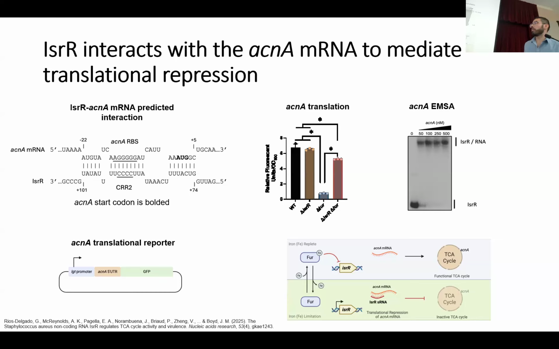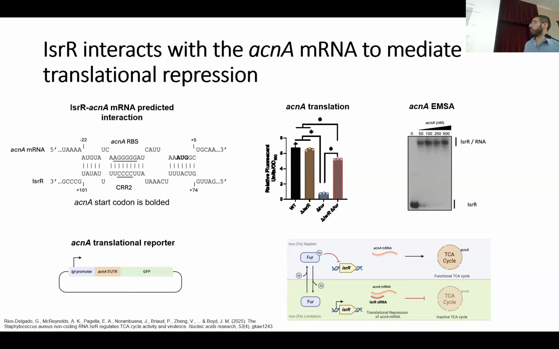So what we did was a really simple technique where we took a constitutive promoter and we cloned in the 5' UTR of aconitase, which included this region over here, and also some of the starting codons of aconitase, and we fused that to GFP so that we can measure fluorescence as a signal for aconitase translation. And as you can see here, it's blurry, but the FIR mutant has decreased aconitase translation, which is expected since we already know it has decreased aconitase activity. But now we see it also has decreased translation.